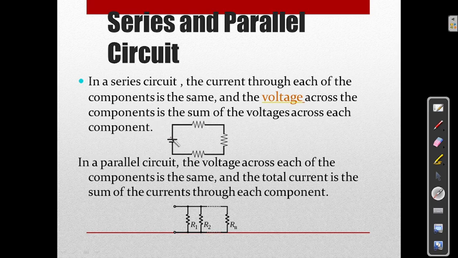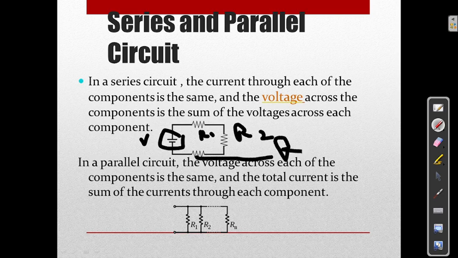See, this is the series circuit. This is the voltage, and here is resistance 1, R1, and this is R2. This is resistance R2, and this is resistance R3. The connection is in series.